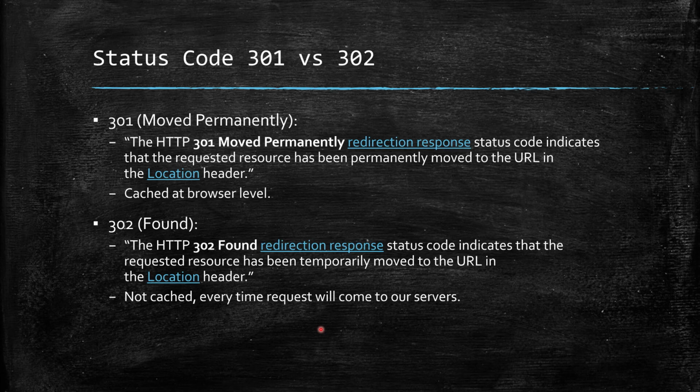Before we move on to the further API design, I just want to discuss one very important thing from the API design perspective here. So we are going to discuss the status code 301 versus 302.